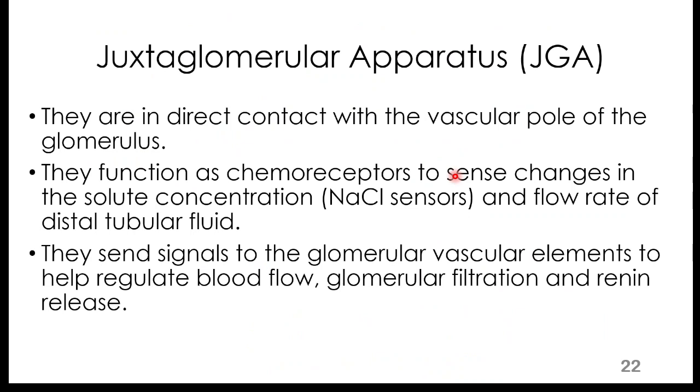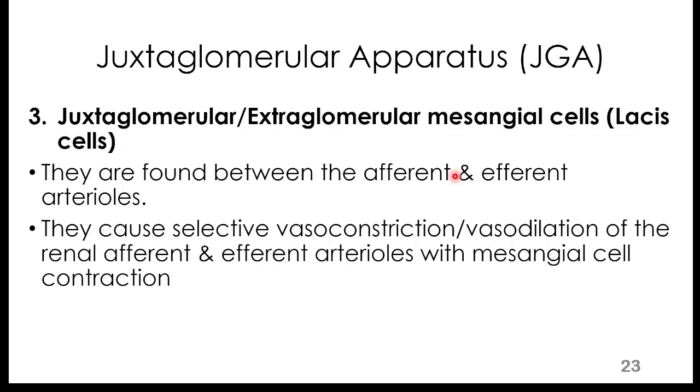Okay, the macula densa cells function as chemoreceptors because they can sense changes in the salt concentration, specifically sodium chloride, of the distal tubular fluid, and they send signals to glomerular vascular elements to help regulate blood flow, glomerular filtration, and renin release. We'll talk about this later.